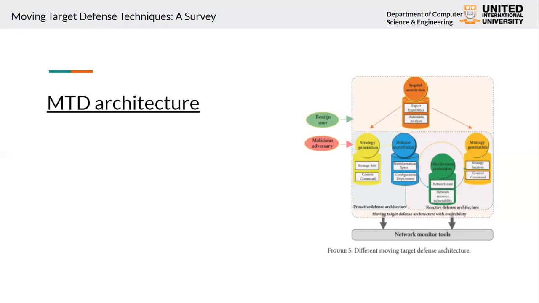The architecture of MTD transits from proactive defense architecture to reactive defense architecture. And if we look more, it gradually develops into an architecture with evolvability. In order to balance the proactiveness and pertinence during defense, the architecture with evolvability combines the advantages of proactive defense and reactive defense. It adopts predefined transformation so as to achieve defense without detection. So that's all from my side.